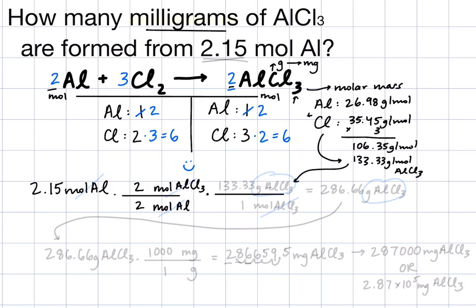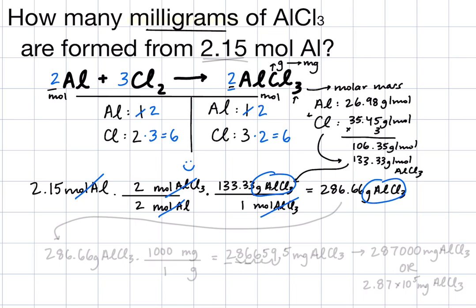And then we can go ahead and plug that into our stoichiometry equation. So we have 133.33 grams of aluminum chloride for every 1 mole of aluminum chloride. And now we can calculate through to get 286.66 grams of aluminum chloride. Let's confirm that everything we did was correct for our stoichiometry to check that all the units canceled. So we got rid of moles of aluminum and moles of aluminum chloride, and we're left with our final units of grams of aluminum chloride.